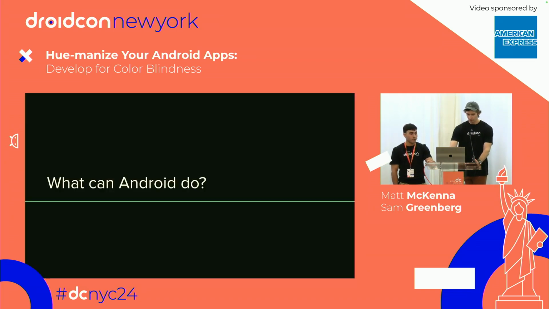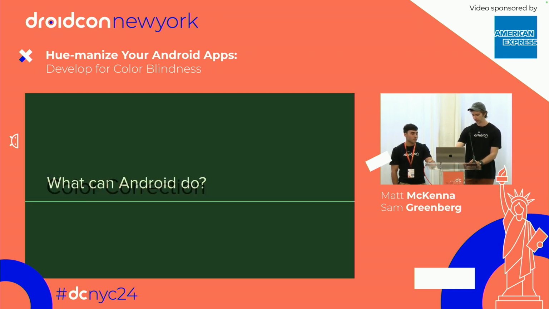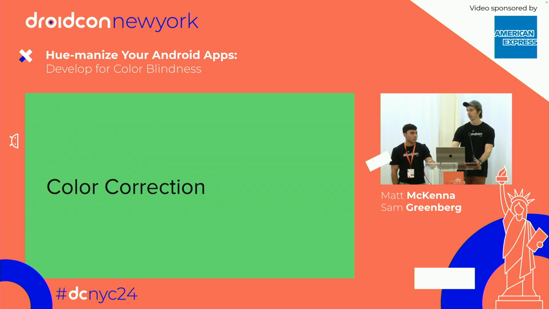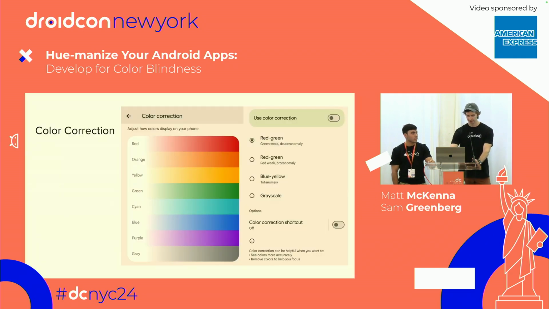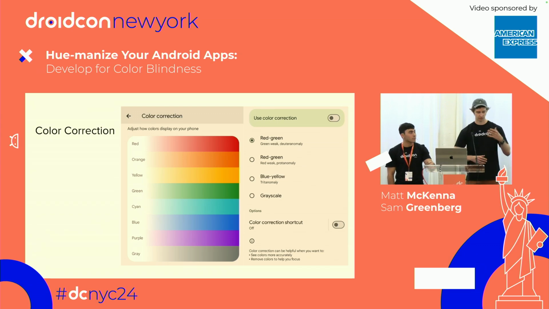So, what can Android do out of the box? You get a phone and you want to see what color blind accessibility features there are. There is a color correction setting. It looks something like this. There are 4 different options: both types of red-green, blue-yellow, and then grayscale. What this does is it will put a filter over the screen so that it emulates the sort of color blindness.